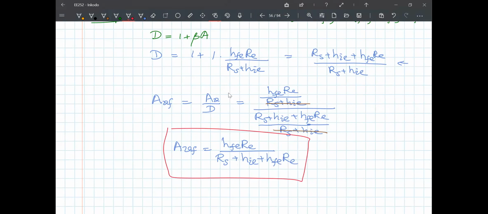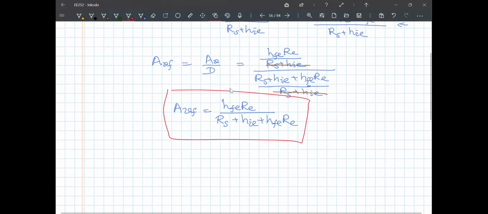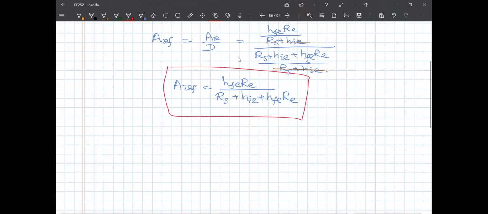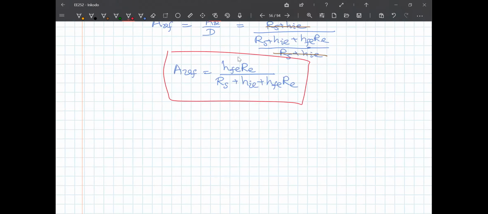Now just to verify some things. Now we know this is an emitter follower circuit, right? It's an emitter follower circuit. So for an emitter follower circuit, what should be the voltage gain? Can someone please tell me quickly? Voltage follower, what is the voltage gain? You can't remember? Can someone please tell me?